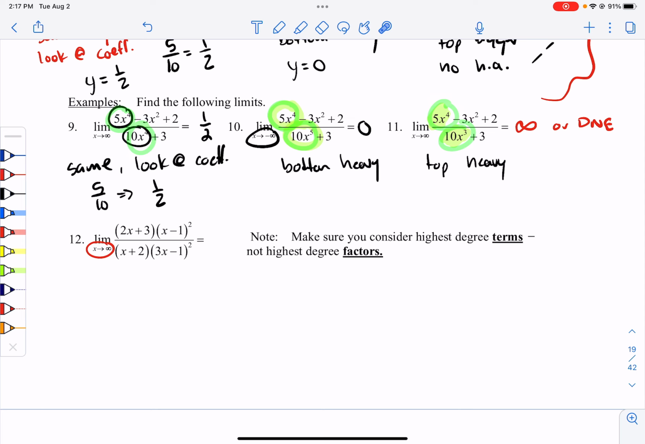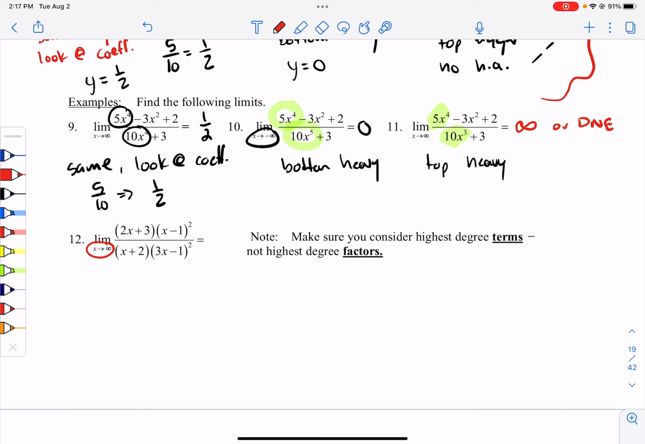And I put a note over here that says make sure you consider the highest degree term, not the highest degree factors. What that means is the highest degree is not 2 and 2. It's the highest degree of an x term.